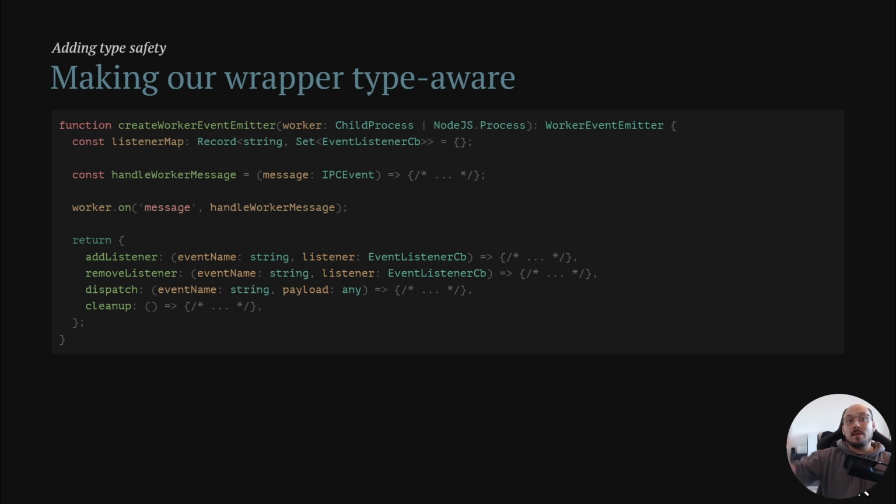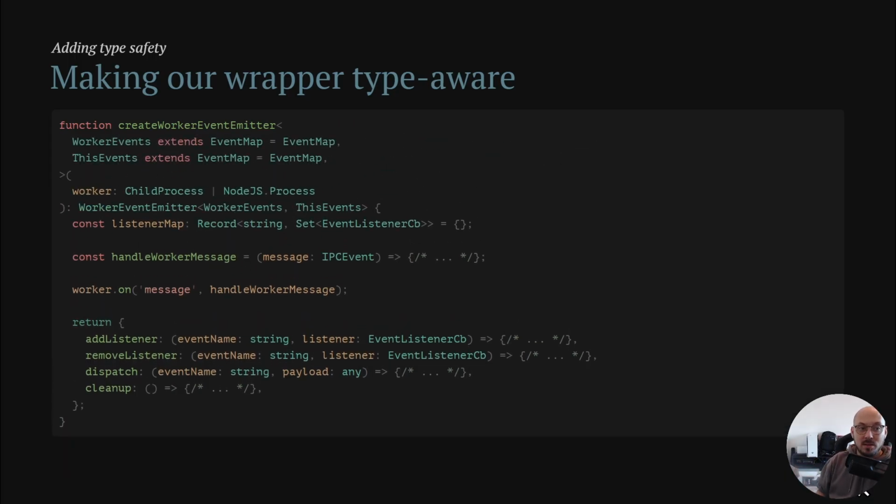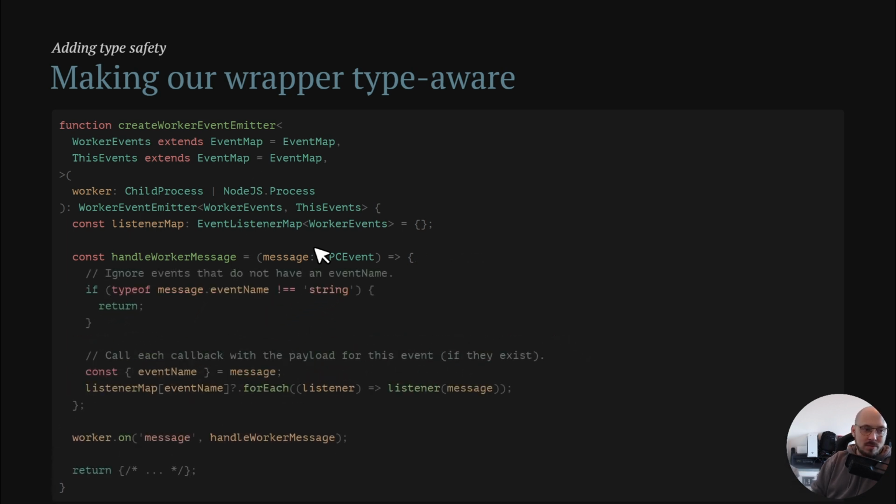Now, we've done the interface. Now let's update our implementation. We're almost there. So first off, we need to add those generics. We also need to make sure that our return type with the interface also carries those events or the generics into it. That way we should have the types persist all the way through. Then we can update our listener map to have our nice juicy event listener type that we created. Fantastic. And now let's look at the actual handling of the worker message. So this is what it looked like before.